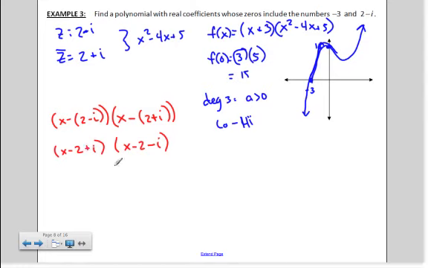But if you noticed, if we were to regroup, look at that right there, x minus 2 and x minus 2, and you have x minus 2 plus i and x minus 2 minus i. Doesn't that look like a difference of two squares? So you could actually do some very creative multiplying here. You could either term by term distribute or use a pattern.